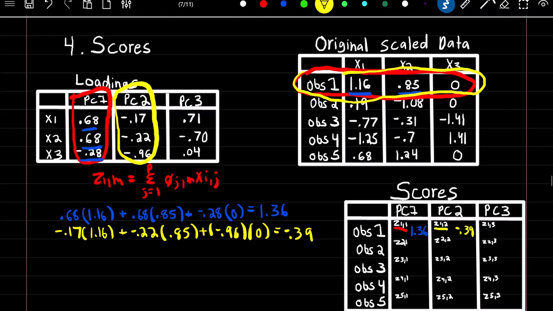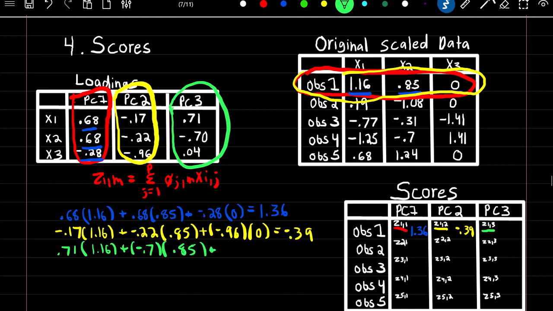If we want to find the observation 1, principal component 3 value, we would be using these 3 values for principal component 3, and again we're using the observation 1 values. So 0.71 times 1.16, plus negative 0.7 times 0.85, plus 0.04 times 0. And this will produce a value of 0.23. So we add that to our chart.